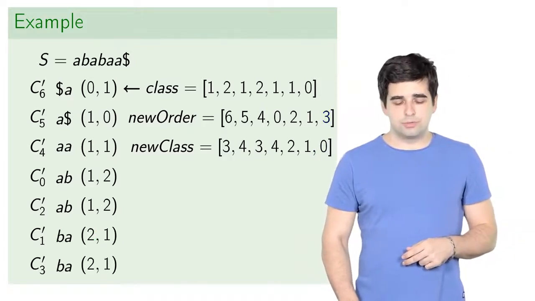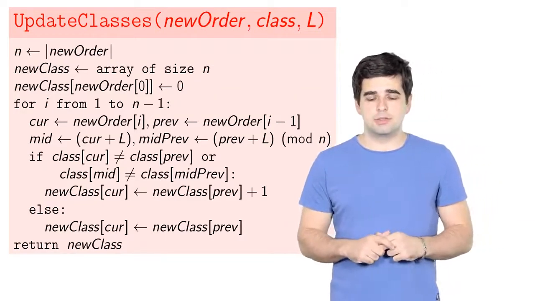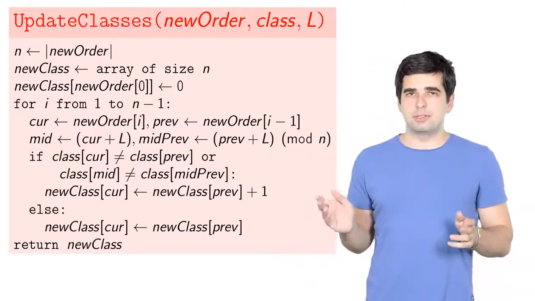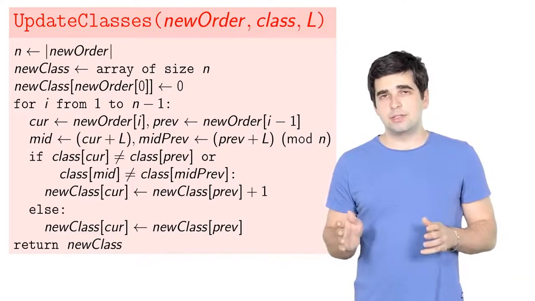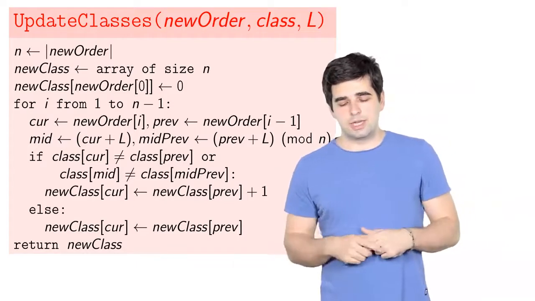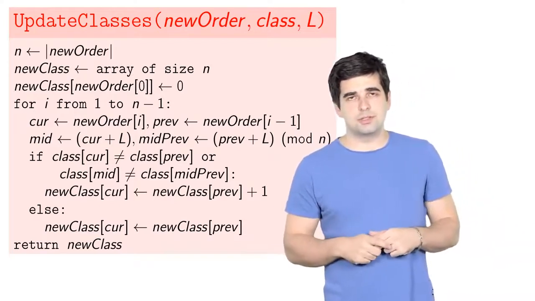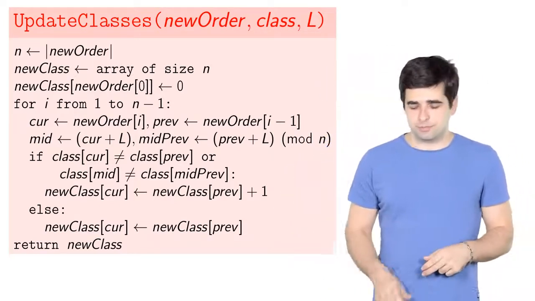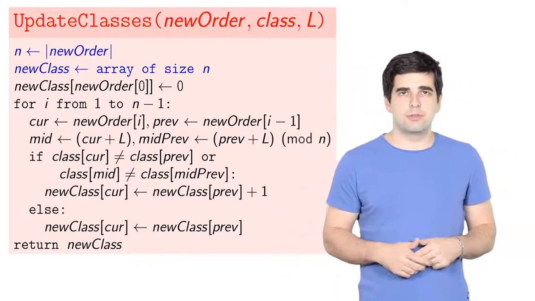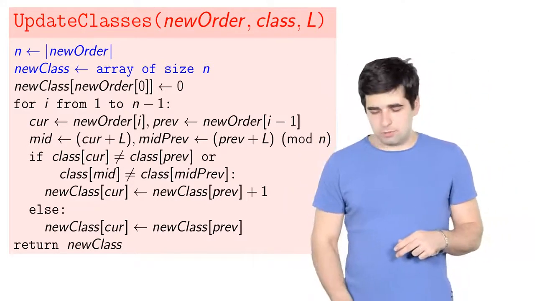Now let's look at the code. The procedure update classes does exactly the same as we did in the example. It takes as input array new order, the order of the doubled cyclic shifts. It also takes the classes of the single cyclic shifts, and the length L of the single cyclic shifts as inputs, and it will return the array with equivalence classes of the doubled cyclic shifts as a result. First we initialize variable n with the size of new order. Basically n will be equal to the length of the string, but we don't have the string as an input, so we need a variable to compute its length.